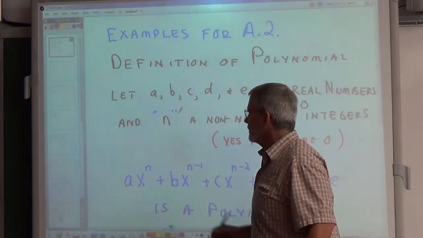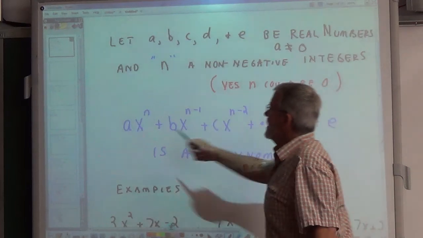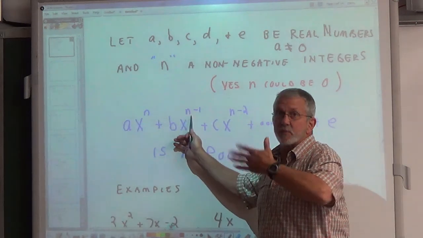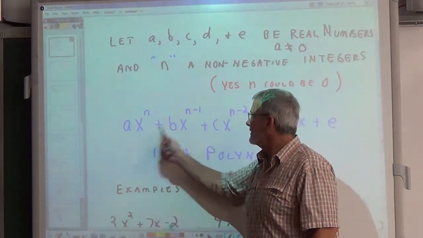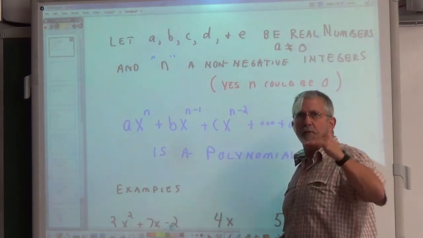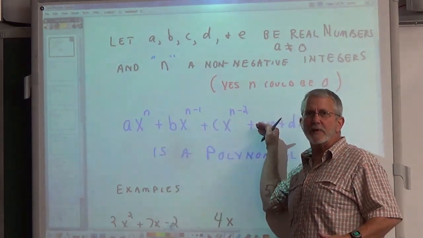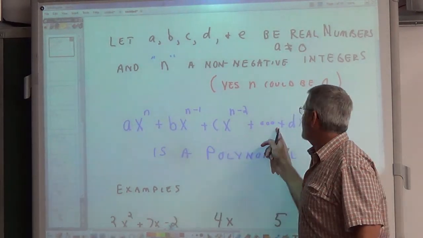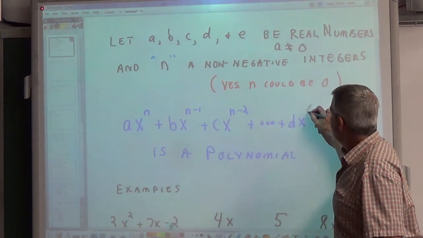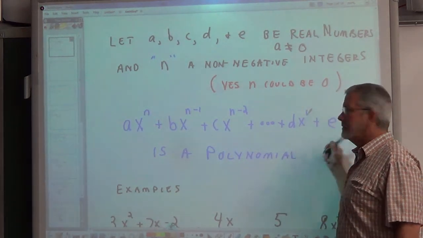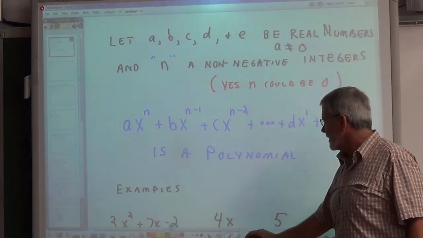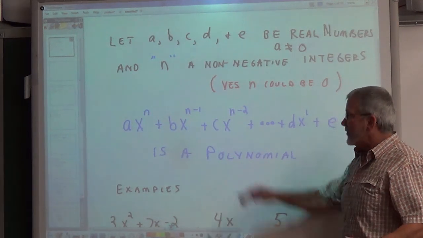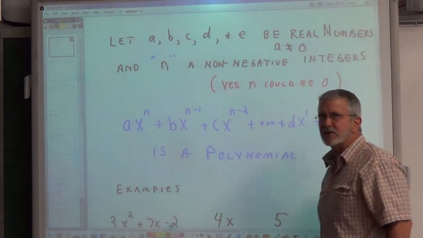So here's our polynomial then. We have ax to the n plus bx to the n minus 1. If n was 5, n minus 1 will be 4. So these are non-negative integers. Plus cx to the n minus 2. We're going to write this polynomial in decreasing degrees. Plus dot, dot, dot, plus dx, this is x to the implied 1, plus e, x to the implied 0. We can just leave that as an arbitrary constant, e. This is a polynomial. That's your definition of a polynomial.